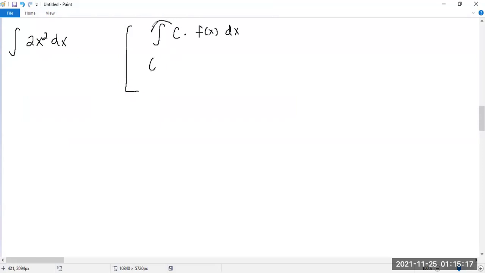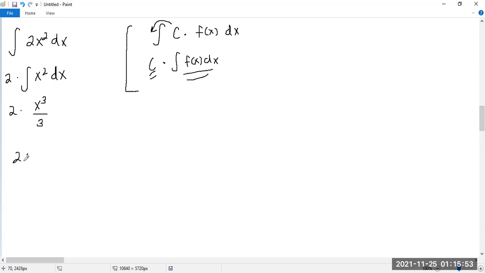Well, the trick is to pull the constant out. So you're pulling the constant out, and you're just taking the integral of the function. So just take the integral of this and then just multiply by whatever that constant was. So in a way, you just ignore the constants. Then we know that the integral of this is x to the third over 3. I added 1 to the top and divided by whatever I added. And so my answer is 2x cubed over 3 plus c.